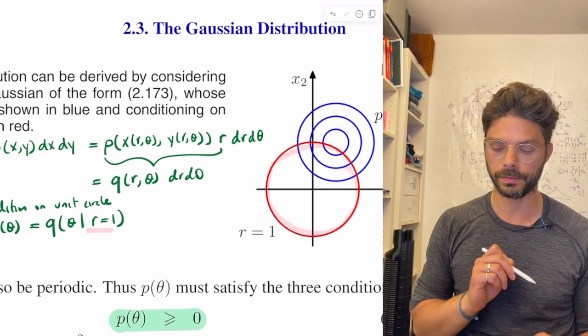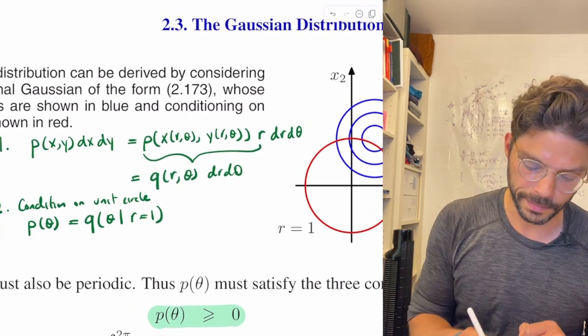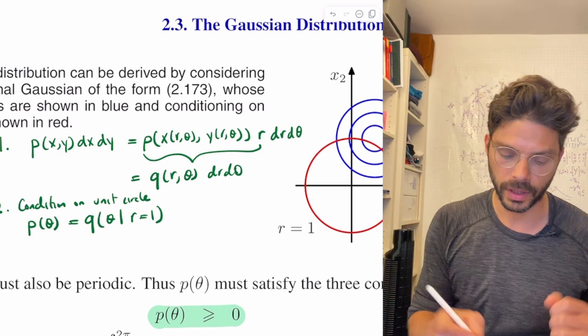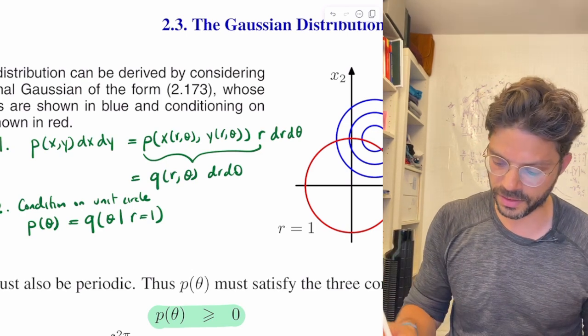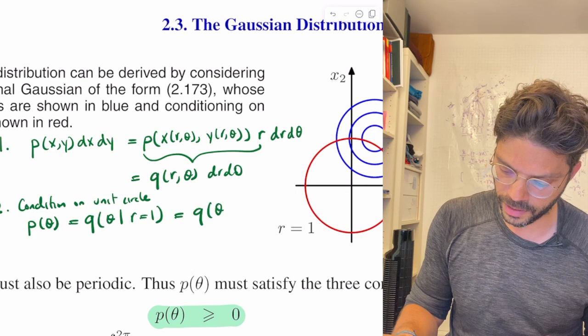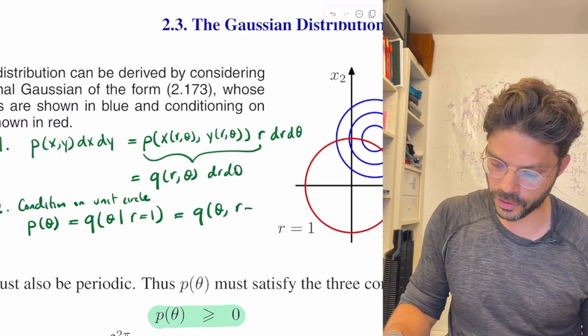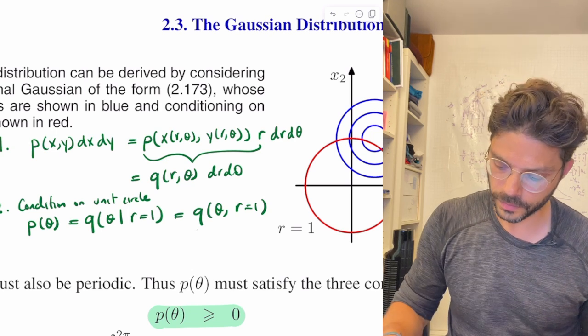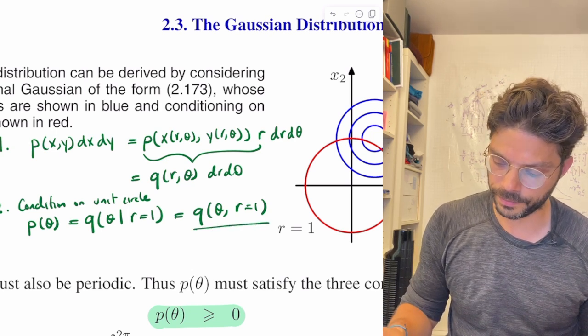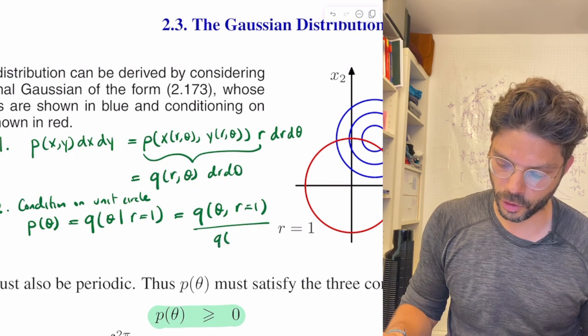And that's what this is. The way he's going to do that is he's just going to say this is the same as q of theta, a joint distribution, divided by the normalizing factor.